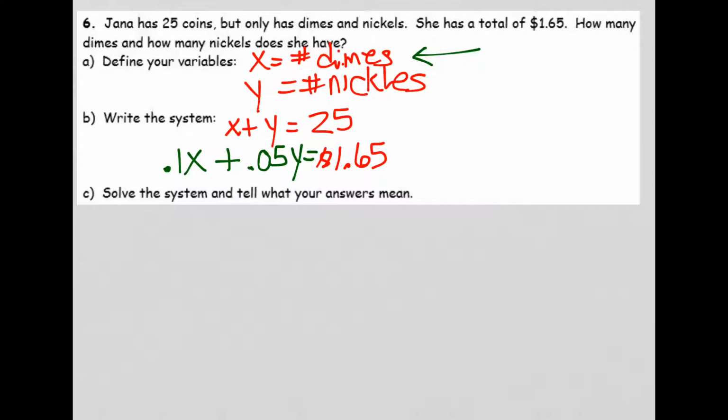Solve that by substitution and you will have figured it out. Okay, good luck with your homework.